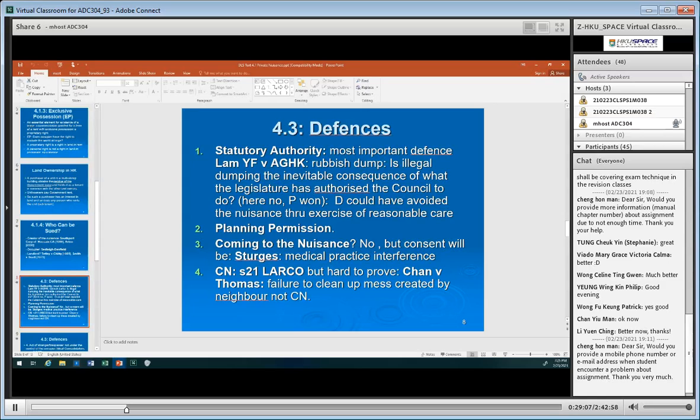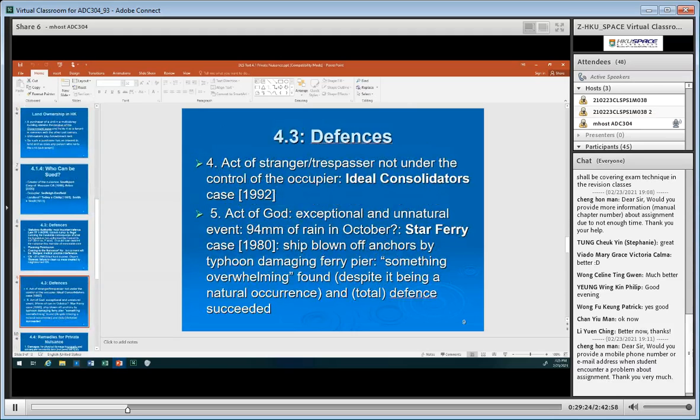Okay, so they had to have a better system of rubbish collection, that's it. And they could have avoided the nuisance through exercise of reasonable care. Of course, what you mean by reasonable does depend on the facts of each case. Don't worry about the other defences, except perhaps, not for the assignment, but for perhaps an examination question. This has come up before in examination.